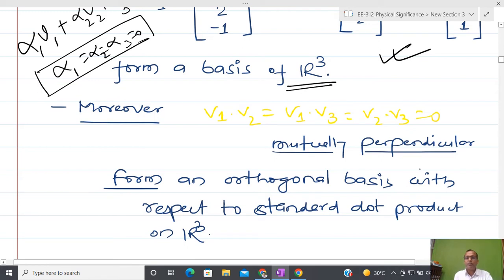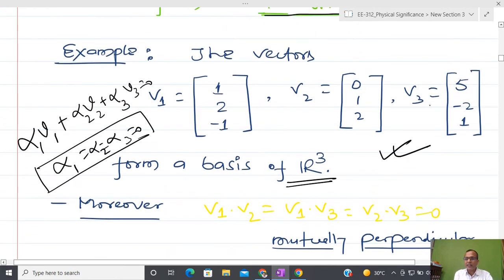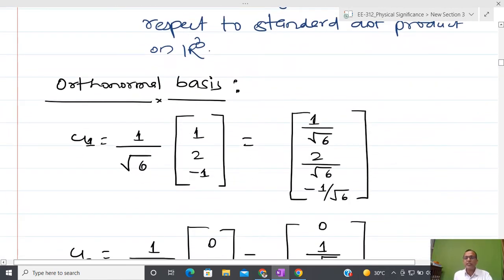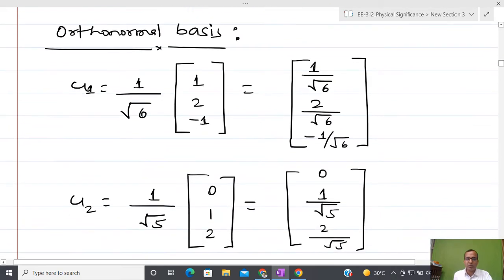Okay, so from an orthogonal basis with respect to a standard dot product, we are basically saying that these three are the very standard basis with respect to the dot product. And all are orthogonal, meaning each element inside the basis is orthogonal. Now I am going to convert it into an orthonormal basis. So how to convert it?